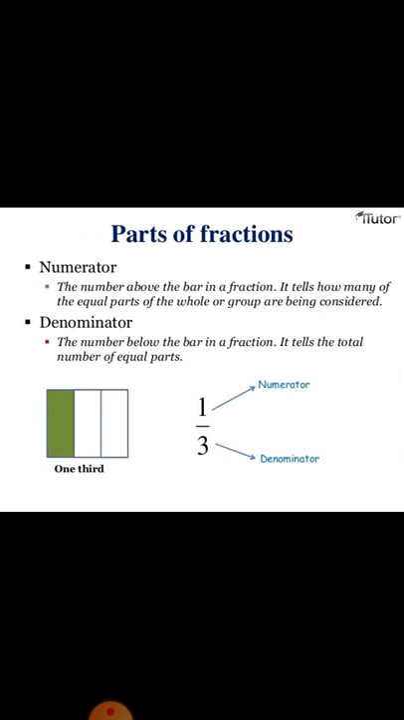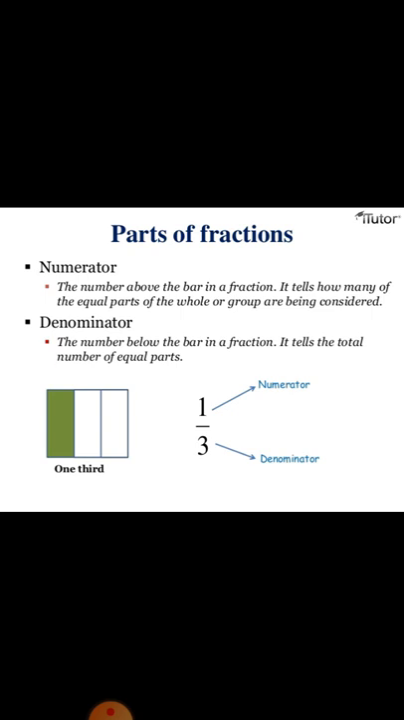Parts of a fraction: numerator. The number above the bar in a fraction tells how many of the equal parts of the whole or group of objects are being considered. Denominator: the number below the bar in a fraction tells the total number of equal parts.